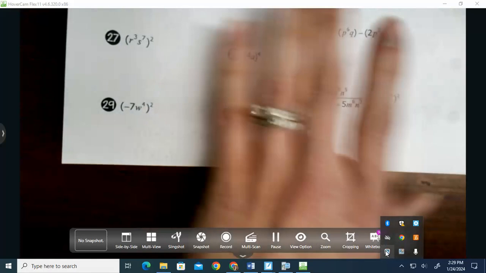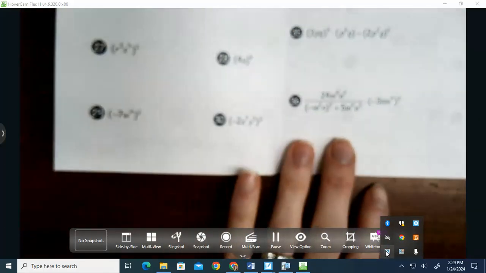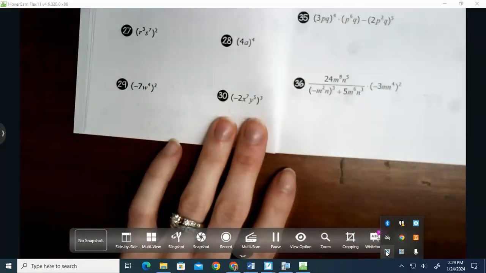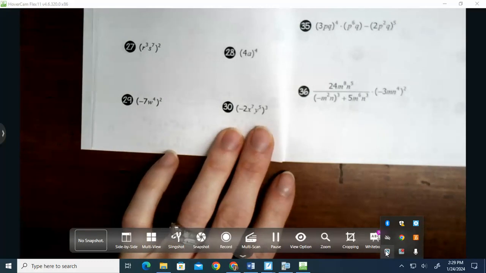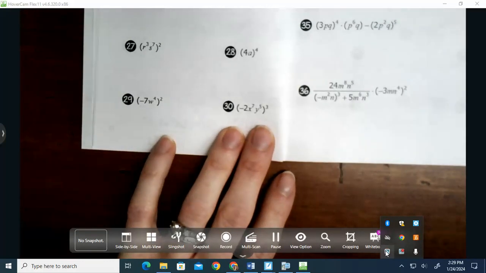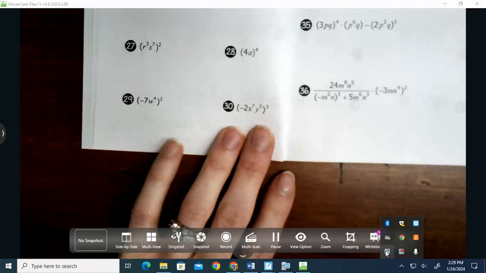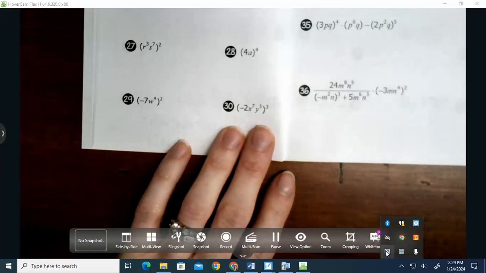Okay, let's go. We're going to probably not do all of these. We're going to skip around a little bit. Let's look at number 28. What would we have to do here? Or maybe we will do them all if nobody's going to.